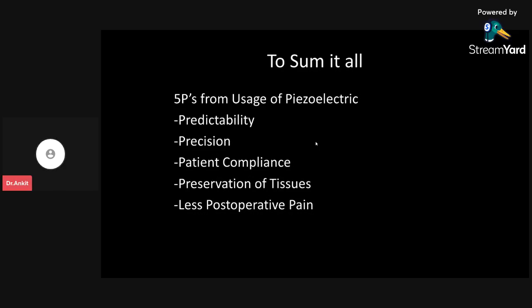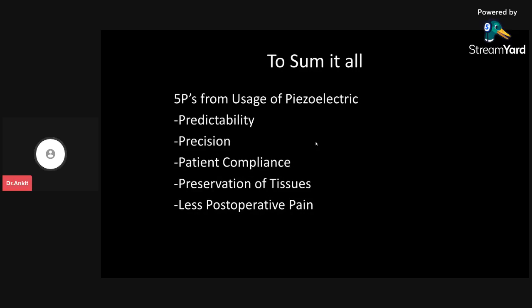It is precise because its insert tip is as thin as 0.2 to 0.3 mm, and it is obviously giving compliance to the patient. It is very easy for the patient to undergo surgery under a piezoelectric scalpel. It preserves the tissues and it allows the tissue to heal.